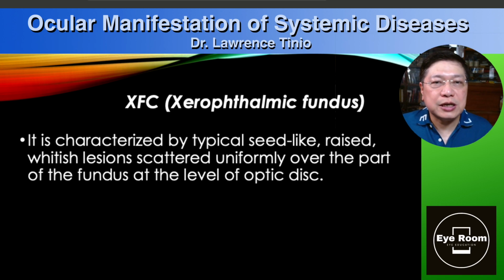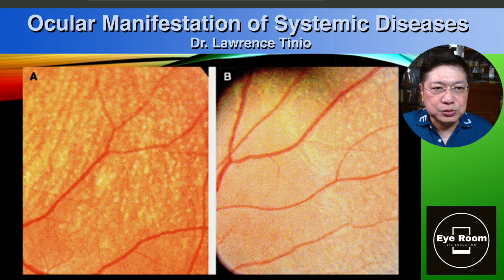Now, the fundus can also be affected. It's characterized by tropical seed-like raised white lesions scattered uniformly at the back part of the fundus, and it would look like this. Small white lesions, it looks like seeds at the back of the fundus. Again, when you see this, the patient would also be exhibiting signs of night blindness.